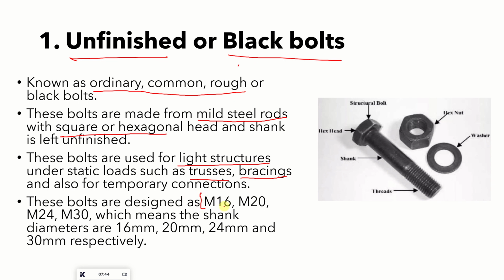And these grades are from M16 to M30: M16, M20, M24, M30, and these numbers 16, 20, 24, 30 indicate the diameter of the shank in millimeters.